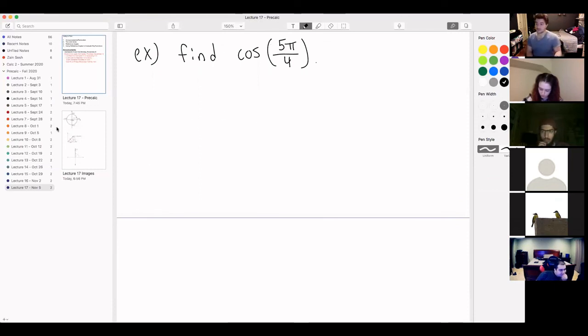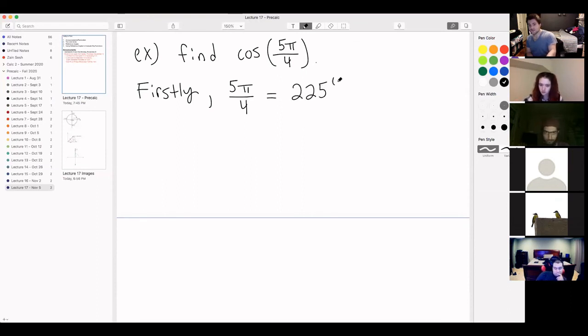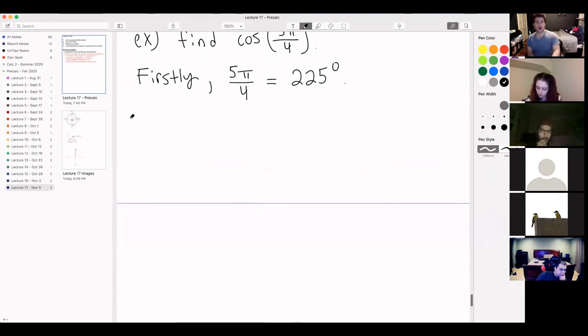So we need to apply the set of steps. So firstly, I just like to convert to degrees. It just makes me have a better handle on these things. So you do the conversion. I'll leave it to you guys. You can use a calculator. This will be 225 degrees. So just do the conversion formula from radians to degrees. Good. All right, step 1, reference angle.